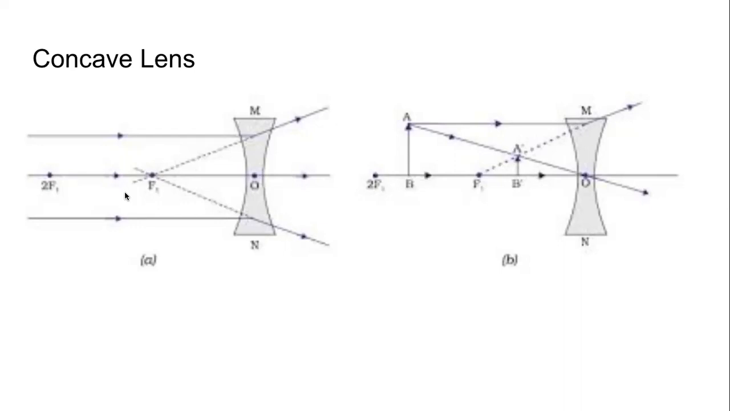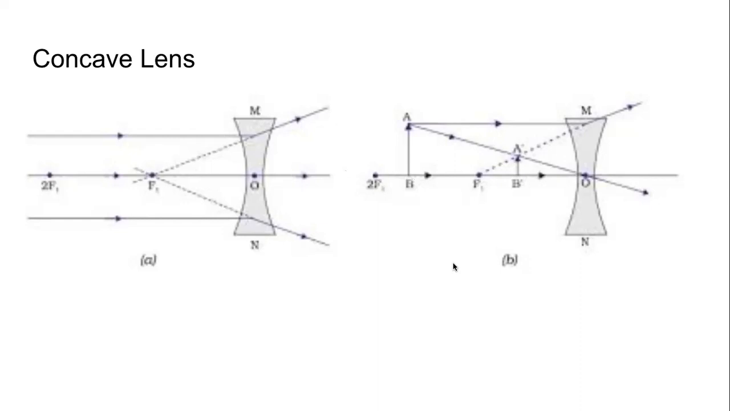The only other situation is when the object is not at infinity. It is nearer to the lens. It can be anywhere. It can be beyond 2f, at 2f, between 2f and f, at f, or between f and O. Wherever it is, this ray diagram will be applicable.